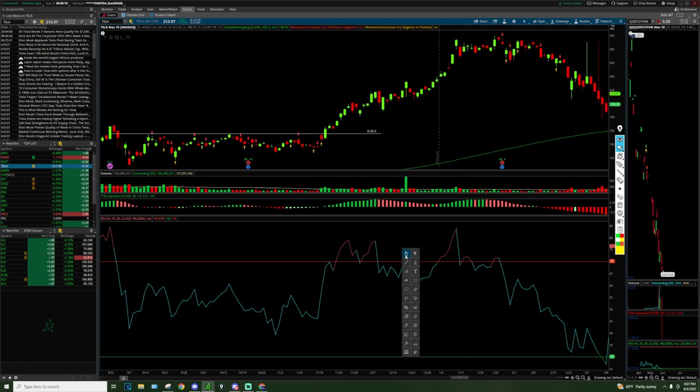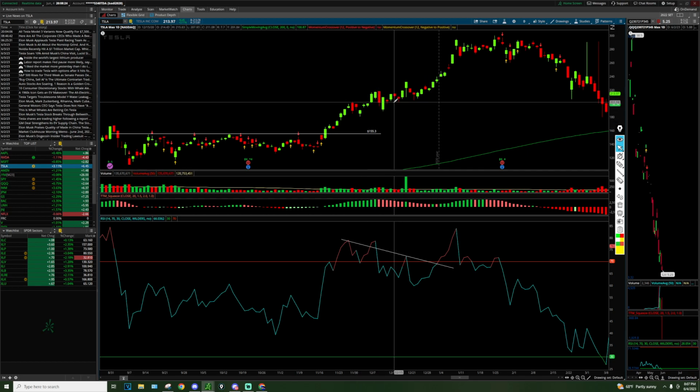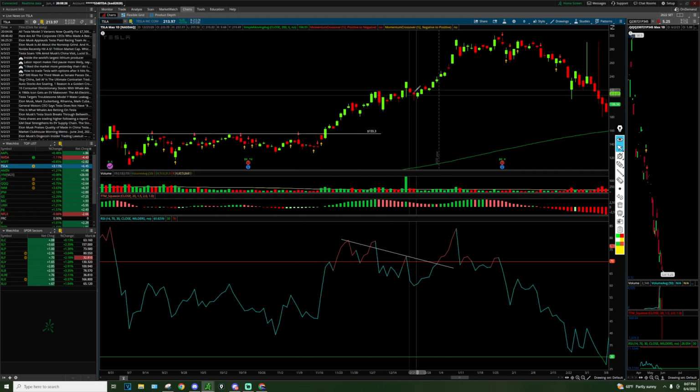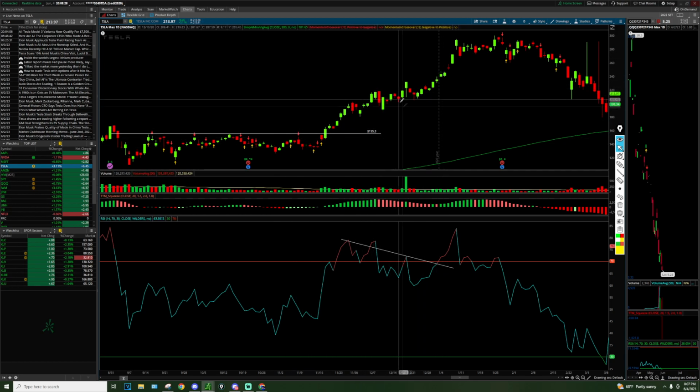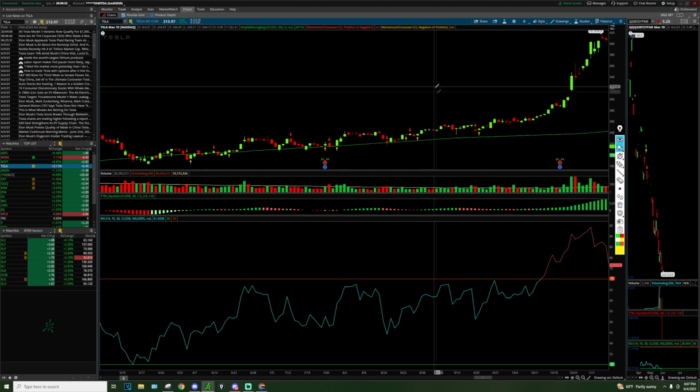Traders are like, but I'm seeing a bearish divergence here. Why isn't it going down? I don't know why it's not going down. All I know is that whenever that happens, we get an algo melt up operation, and it happens. I can show you over and over, you guys.